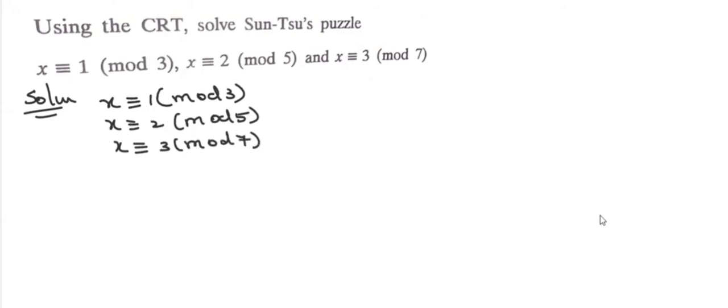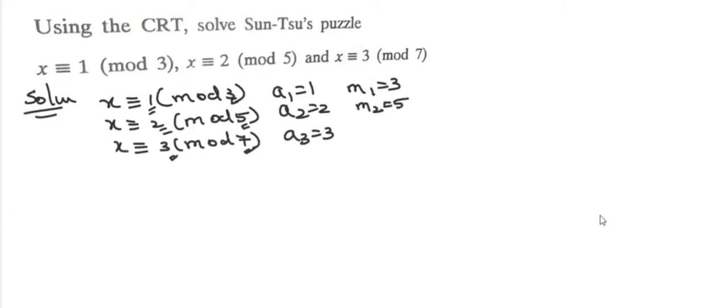Now I have to take a1, a2, a3 and similarly m1, m2, m3. Here a1 is equal to 1, a2 is equal to 2, a3 is equal to 3. Next, m1 is equal to 3, m2 is equal to 5, m3 is equal to 7. We can see that all these divisors should be relatively prime. Now we have to calculate capital M.